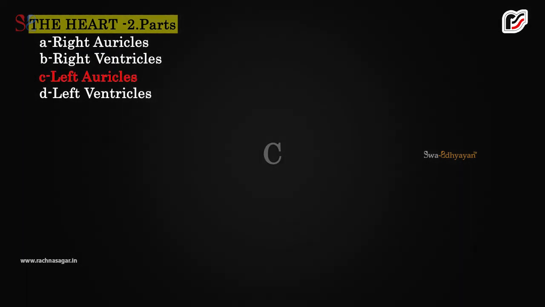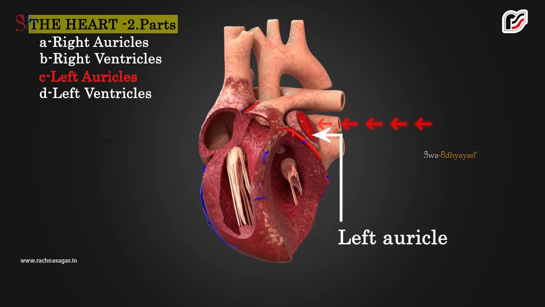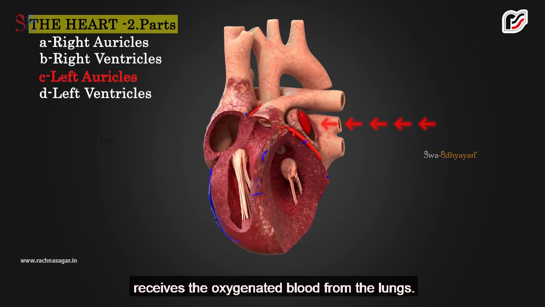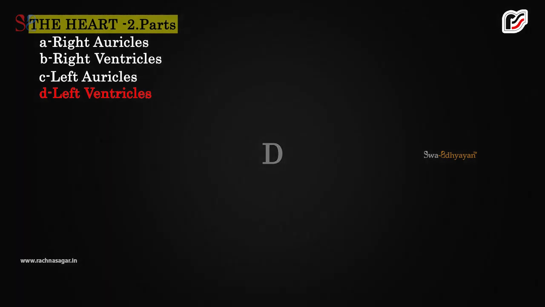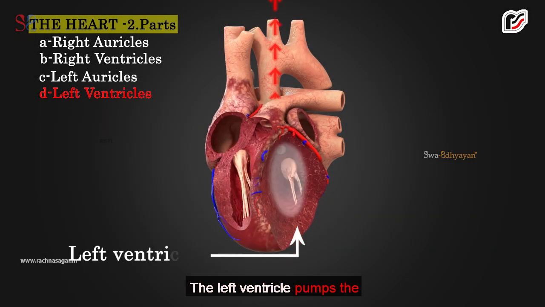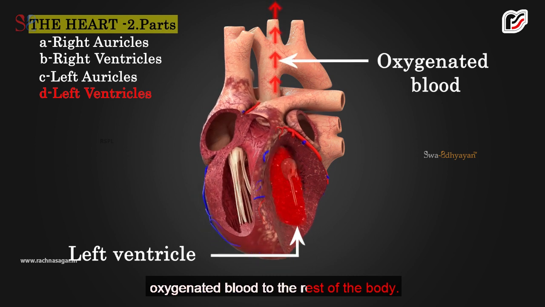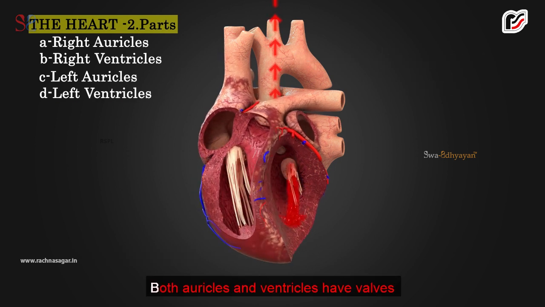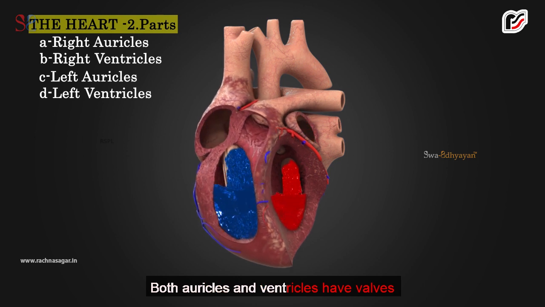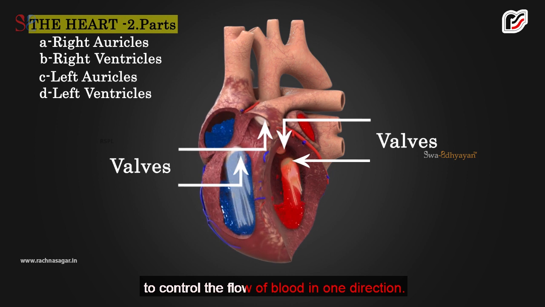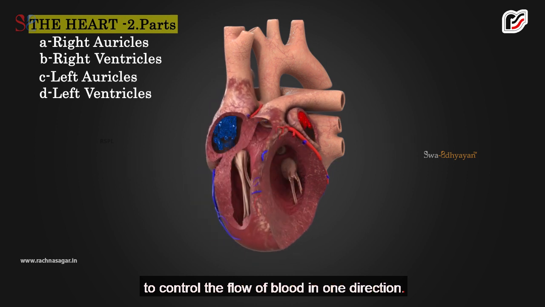C. The left auricle receives the oxygenated blood from the lungs. D. The left ventricle pumps the oxygenated blood to the rest of the body. Both auricles and ventricles have valves to control the flow of blood in one direction.